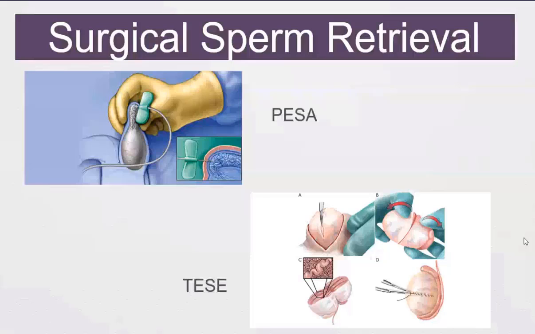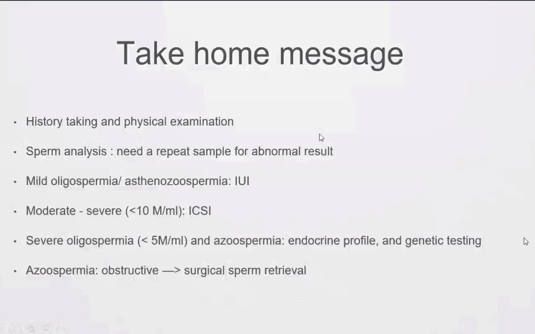I think that's all. So my take-home message: history taking and physical examination is very important. So basic investigation is sperm analysis, and you need a repeat sample for abnormal results. In cases of mild oligospermia, meaning a count from 10 to 15 million, and also asthenospermia, what we can do is we can counsel them for IUI.